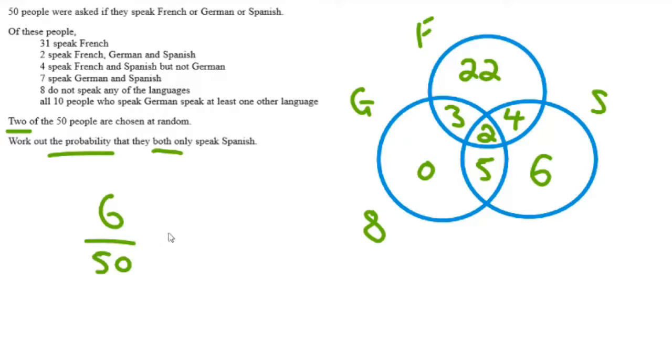To find the probability of the second, if there were 6 people who only take Spanish to start with and you've removed 1, there's only going to be 5 left. And if there were 50 people in total to start with and you've taken 1 away, there's only 49 left. It's therefore this multiplication that you're going to put into your calculator. And that's going to give you an overall probability of both of them only speaking Spanish of 3 over 245.